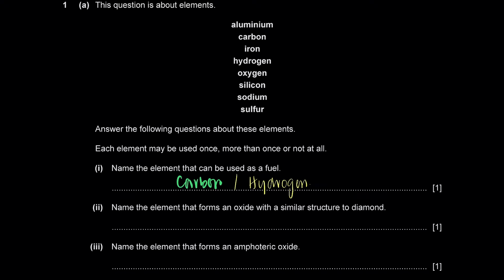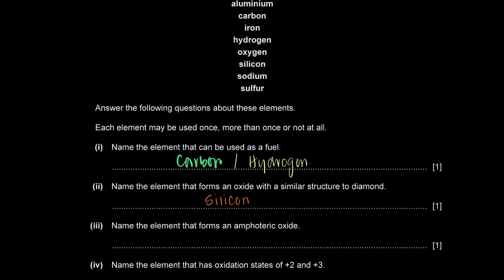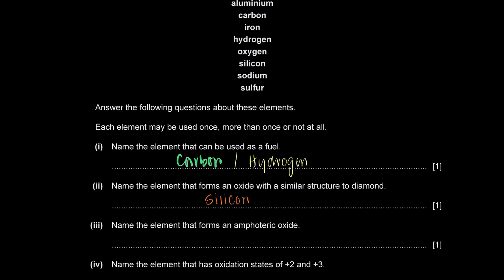Name the element that forms an oxide with a similar structure to that of diamond. I can only think of silicon dioxide. But we have to highlight an element that forms that oxide which is similar to diamond. So we're not highlighting silicon dioxide, we're highlighting silicon. Name the element that forms an amphoteric oxide. My favorite is aluminium.